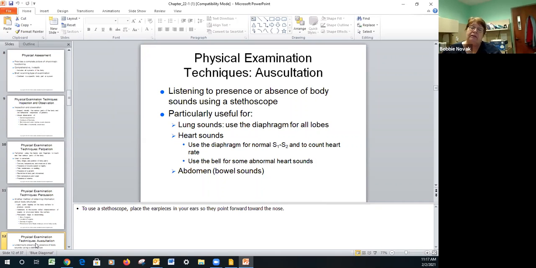When we listen to your abdomen, we're looking for bowel sounds. Okay, bowel sounds are those gurgly sounds that you hear, like when people are really hungry, you hear them really loud. But now you should be hearing bowel sounds in all 4 quadrants of the abdomen to make sure that we're having normal bowel function.